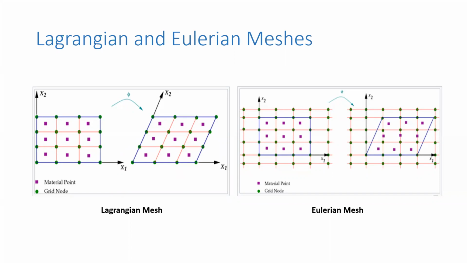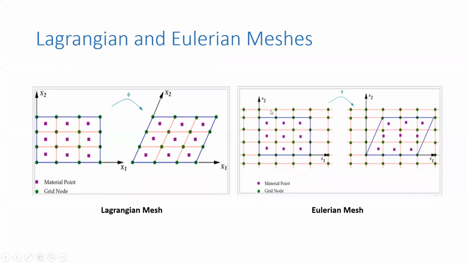Okay, on the other hand, the Eulerian mesh is a background mesh. The body flows through the mesh. As it deforms, the nodes remain fixed and the material points move through the mesh. The position of a material point related to the nodes varies with the motion. Okay, so in the Lagrangian mesh, when the body deforms, the material and the node both move. But in the Eulerian mesh, the node position remains fixed.